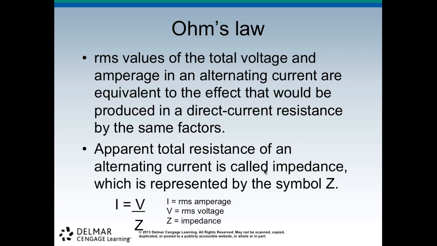Apparent total resistance of an alternating current is called impedance, which is represented by the symbol Z. So here's your equation. You have your I, which is your amperage, your V, which is your voltage, and Z is your impedance.